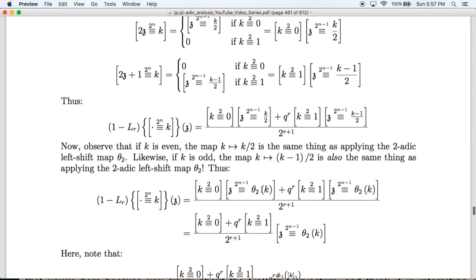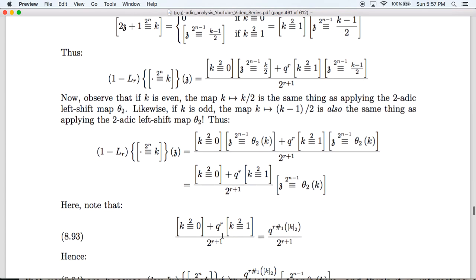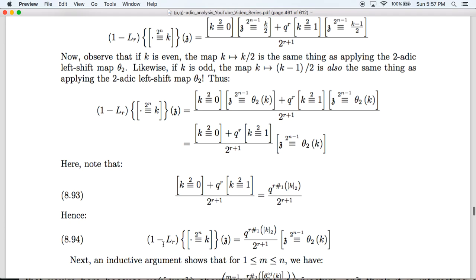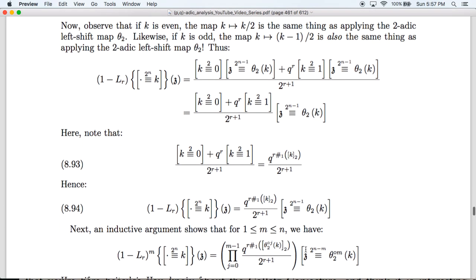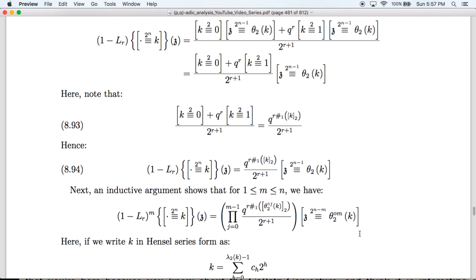We then pull out this guy. And then here, we can write this as q r to the number of ones in k mod 2. So, therefore, we've shown the following. An inductive argument then shows this, just by multiplying everything out.